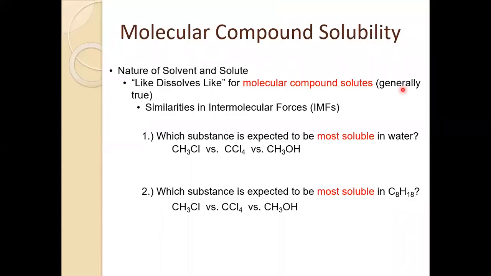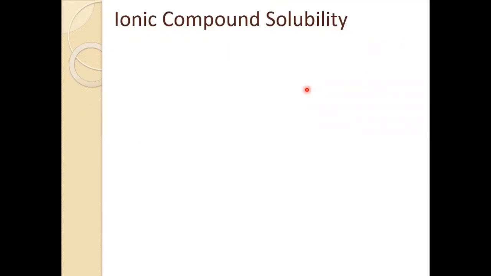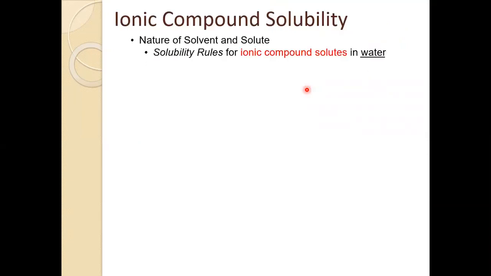So our idea of like dissolves like is a rule of thumb we can use to predict the relative solubility of molecular compounds. For ionic compounds, the process may be a little bit easier. For ionic compounds, it still depends upon the nature of the solvent and solute. But for ionic compounds, we have what's called solubility rules. And so these are rules or trends that we have observed when trying to dissolve various ionic compounds, and specifically in water. So all of these concern dissolving these substances in water.